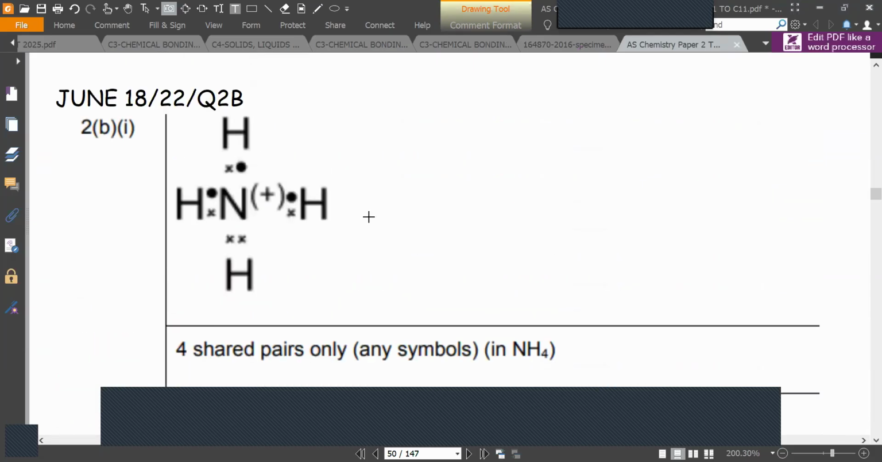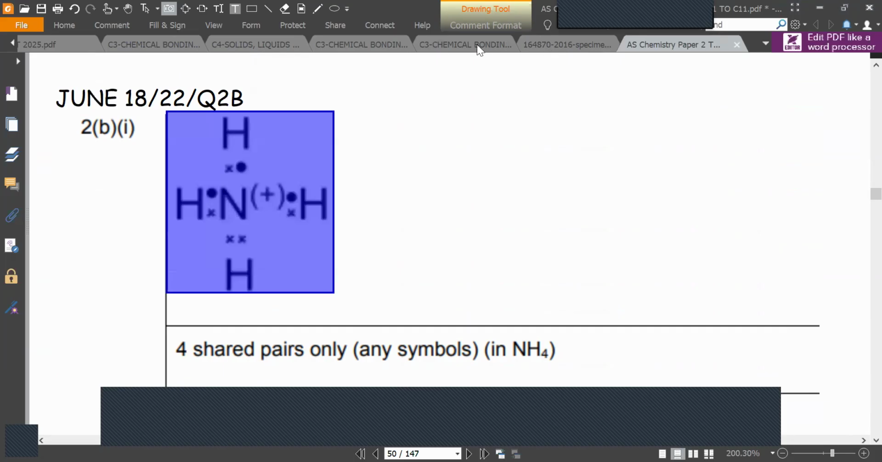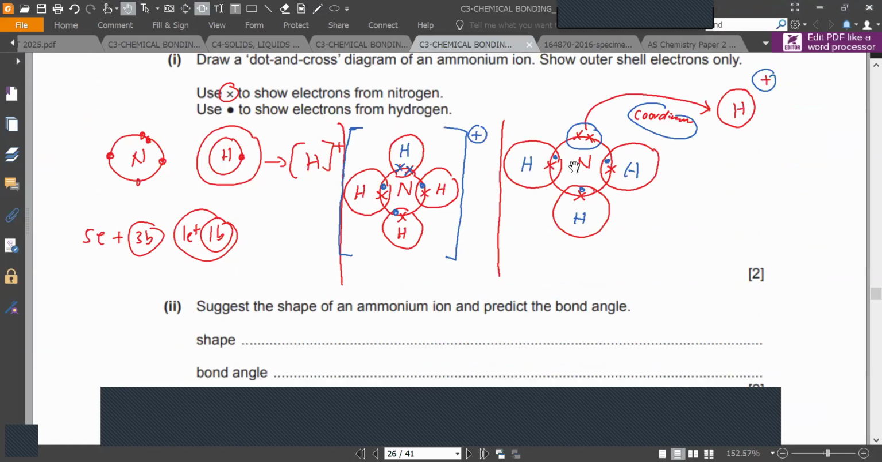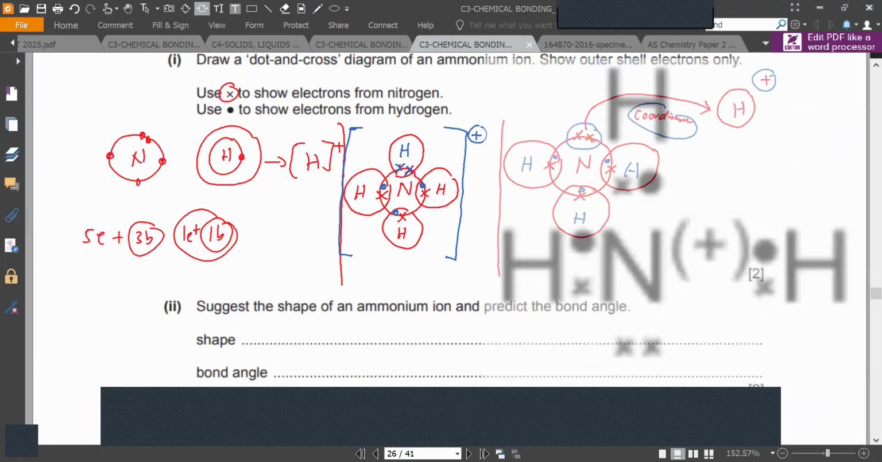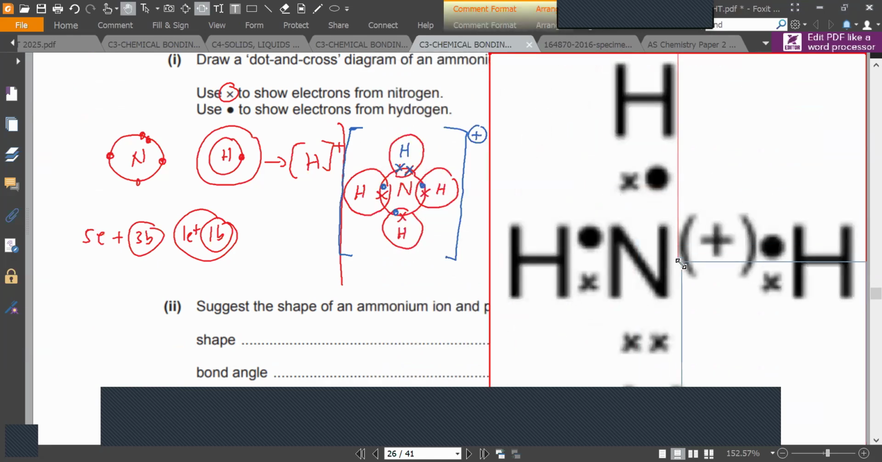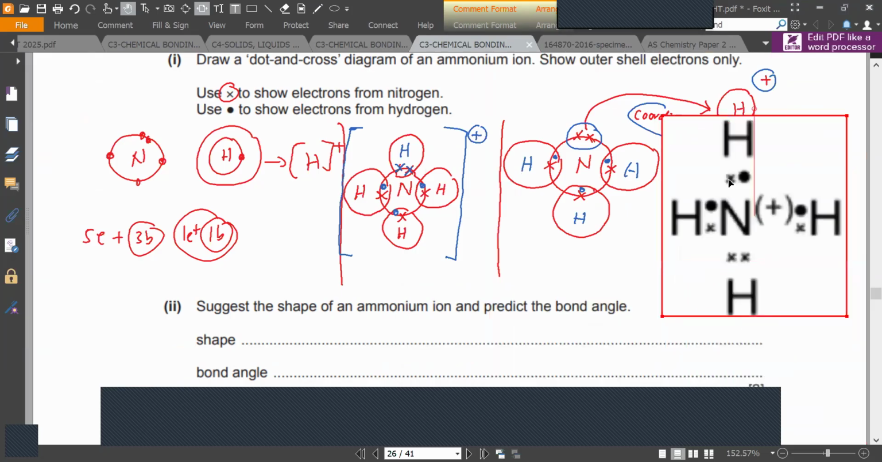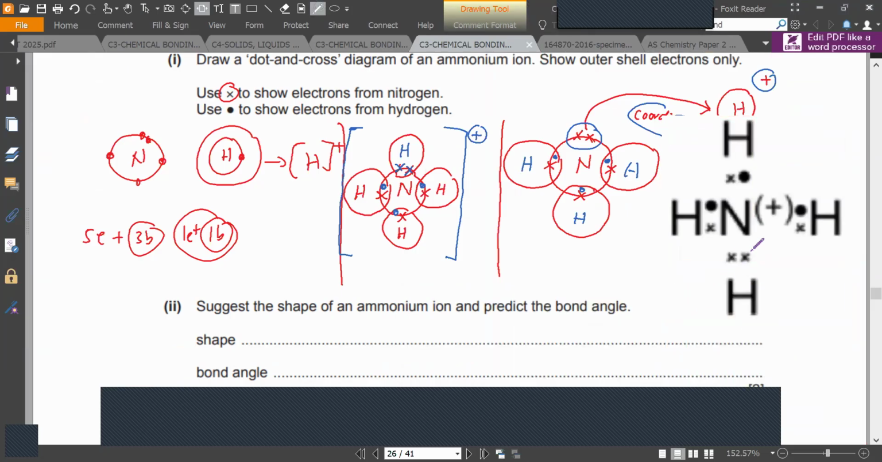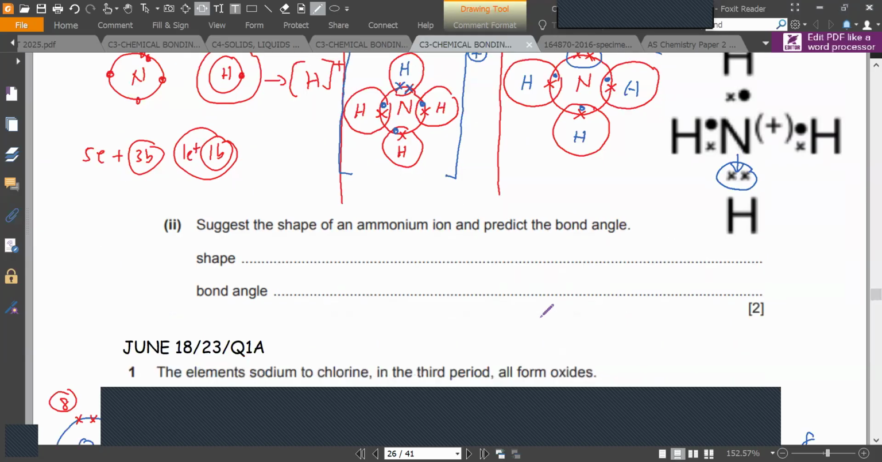Yeah, okay, like this. Same thing. Yep, so both are acceptable. This is the same thing. The key point here is the coordinate bond: the two electrons both come from nitrogen. That is coordinate bonding. Now suggest the shape.